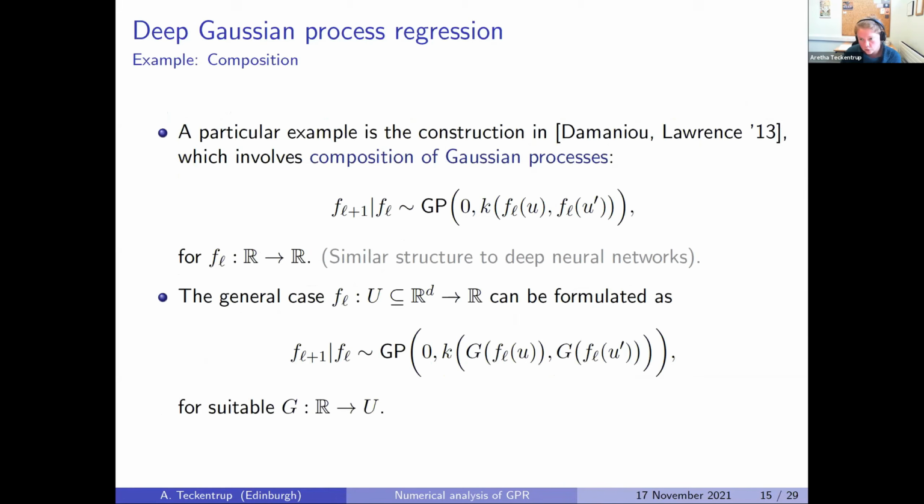If that's not the case, then you just have to include another map. So if your F_L goes from some U into R, then you need to define a suitable G that takes you from R back into U. In that case, you just need a mapping from the output space of F_L to the input space of F_{L+1}. This is really just composition. You're composing the functions F_L and F_{L+1}. As I said, it's very similar to the structure of deep neural networks, where you use the output of layer L as the input to layer L+1.